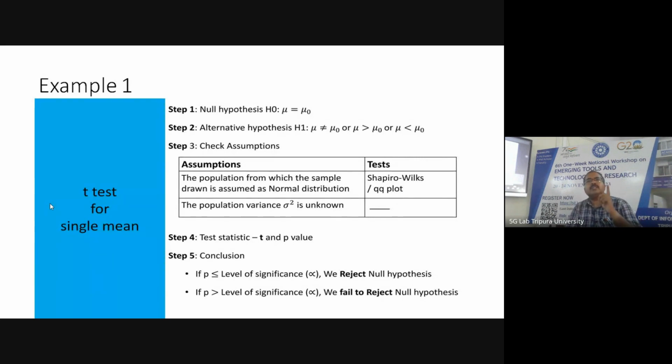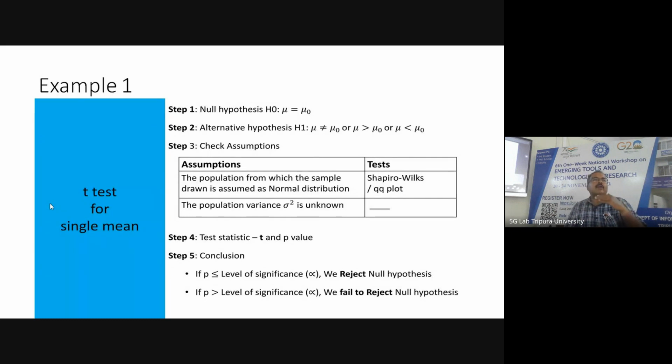The first step is to write the null hypothesis. The null hypothesis is H naught: mu equals mu naught. Mu naught means a particular value, the value that you have obtained from collecting the data. The second step is framing the alternative hypothesis, which tells that if mu is equal to mu naught, what is exactly opposite to that? Mu is not equal to mu naught.